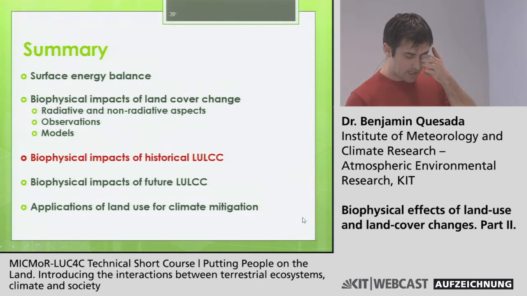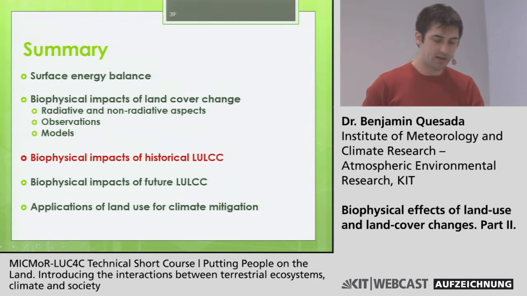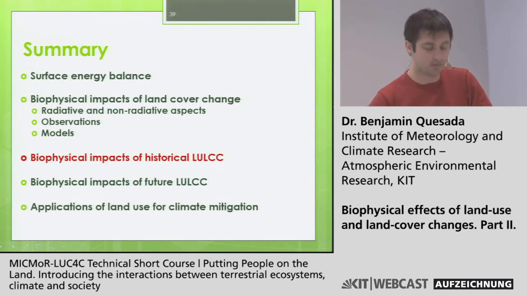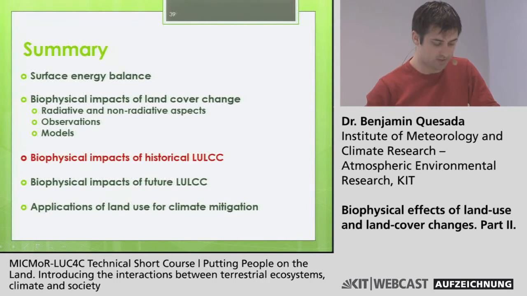Okay, so I've just seen some experiments and observational studies on deforestation and afforestation. But what about the land use and land cover change experienced in the past decades? What are the biophysical impacts of these land use and land cover changes? And we will see after how the future land use and land cover changes will impact the temperature through biophysical impacts.